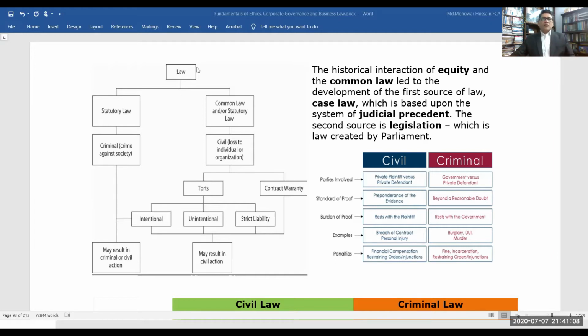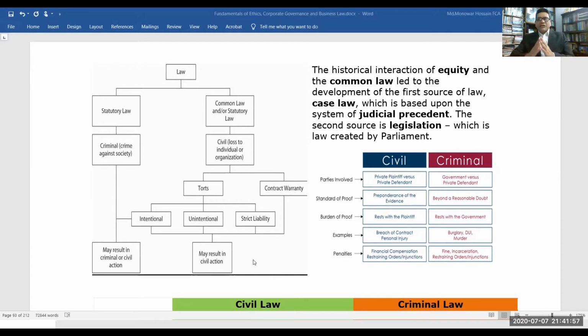If we see here, law divides into statutory law and common law. The statutory is divided into criminal, or crime against society, law. Some are internal, and some may result in criminal or civil action. The common law also covers the civil laws of the individual or organization, which can be separated into two types: torts, and contract or warranty. Tort also includes intentional, international, and strict liability, and it may result in civil action.